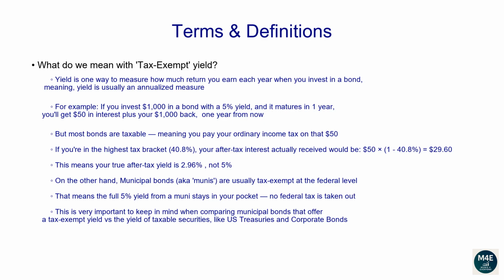On the other hand, municipal bonds, aka Munis, are usually tax-exempt at the federal level. That means the full 5% yield from a muni stays in your pocket. No federal tax is taken out. This is very important to keep in mind when comparing municipal bonds that offer a tax-exempt yield versus the yield of taxable securities, like US Treasuries and corporate bonds.